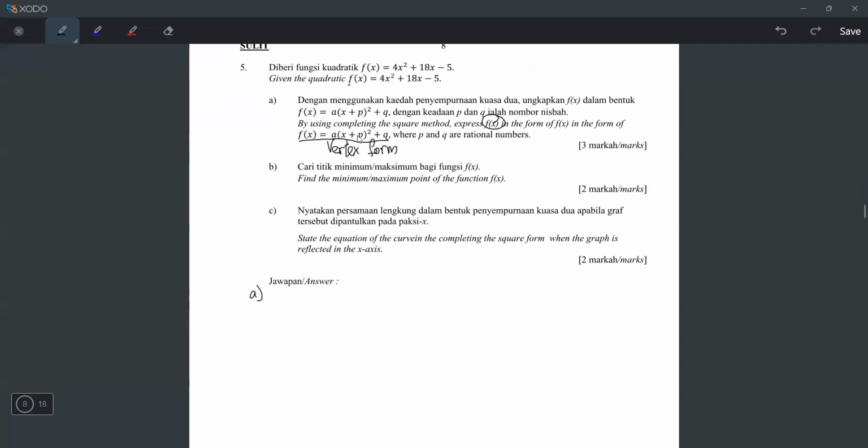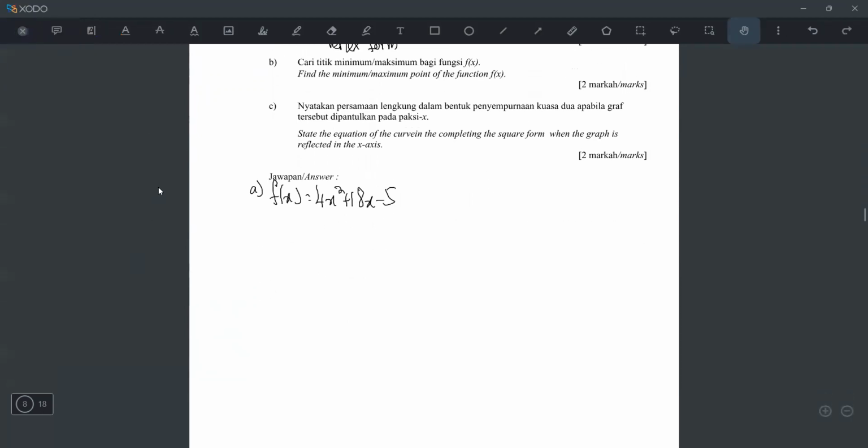They always ask you to do completing the square, and students always mess up the first step of completing the square. So you just have to do a lot of exercises, there's no other way. I also revised completing the square in your class, and I did a ton of exercises on this. Okay, so let's do it. f(x) equals 4x squared plus 18x minus 5. In order to change this general form to this, I have to do completing the square.